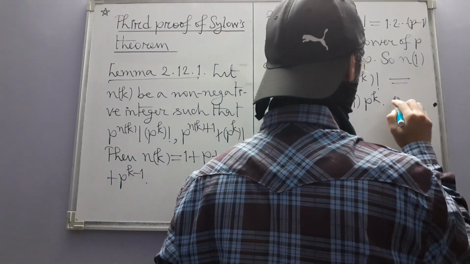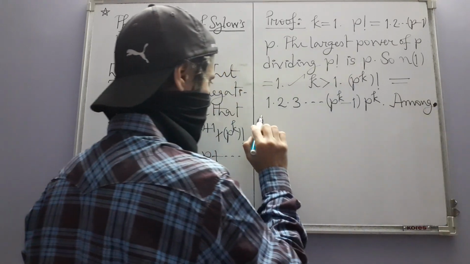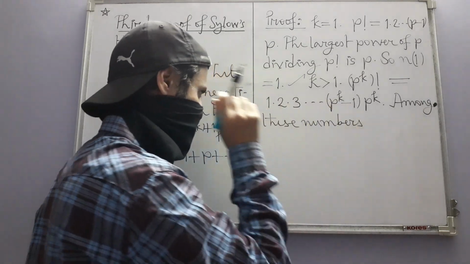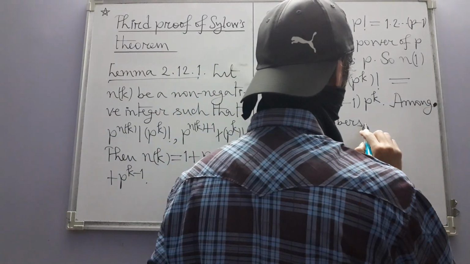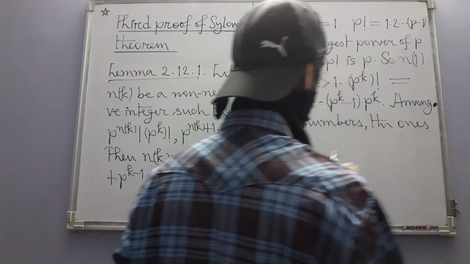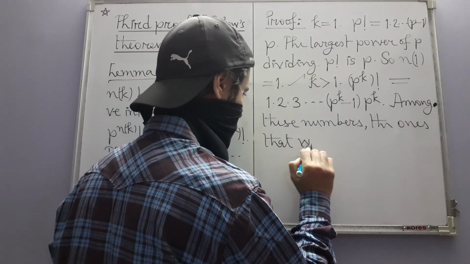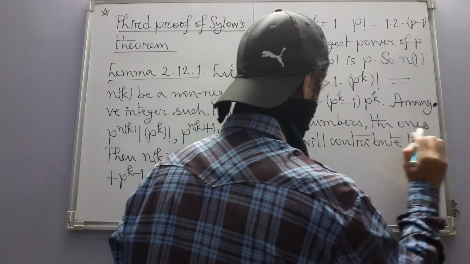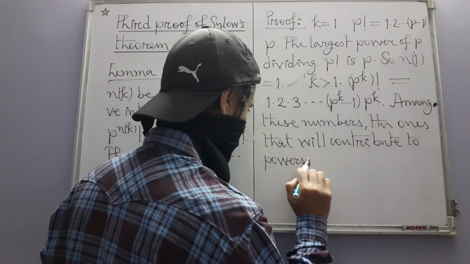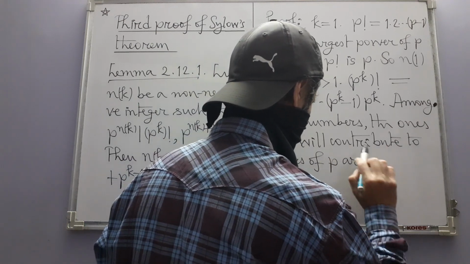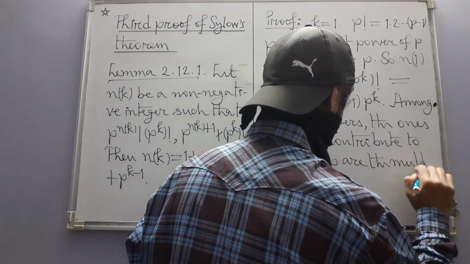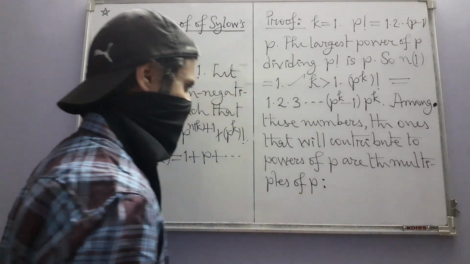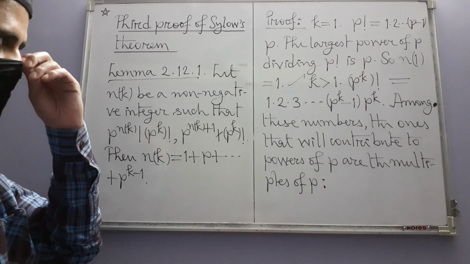So that's why among these numbers, means these individual numbers, you understand from the context, the ones that will contribute to powers of p are the multiples of p, precisely actually. Now let's see what the multiples of p are among these numbers.